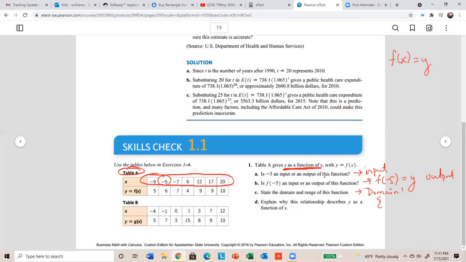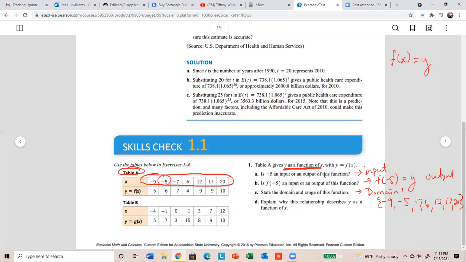If you were talking about the domain or range of a graph, we'd actually use interval notation to signify that. But when we've just got a table of numbers, this is what we use. We don't have an infinite set of numbers here. We've got -9, -5, -7, 6, 12, 17, 20 as the x values. I use my braces here to signify that set. So I'm going to have my domain be -9, -5, -7, 6, 12, 17, and 20. Yay. So there's our domain.